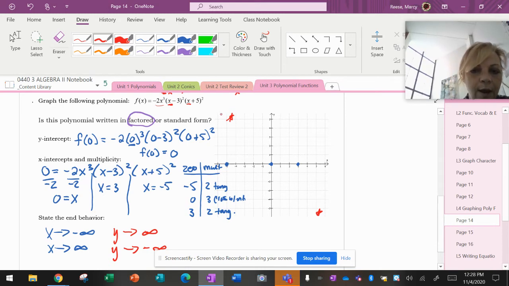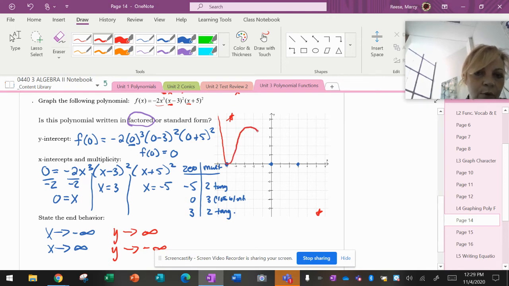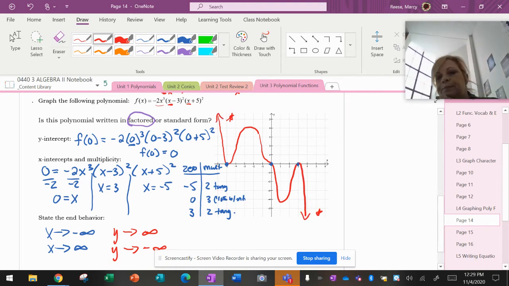We're going to start up on the top. We've got to hit -5 and bounce. And then at some point, we've got to come back around. Yours may look a little different than mine. We're going to cross this with inflection. We're going to come back down and bounce. And that's how it looks.